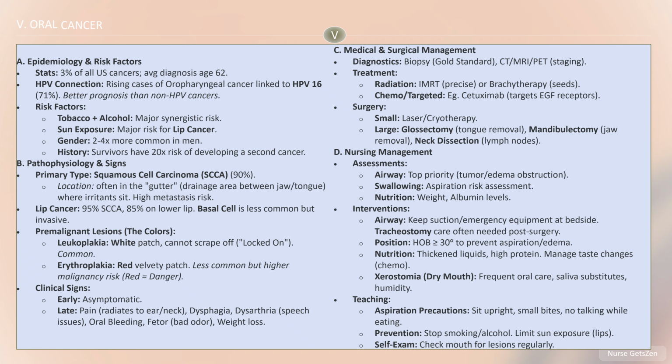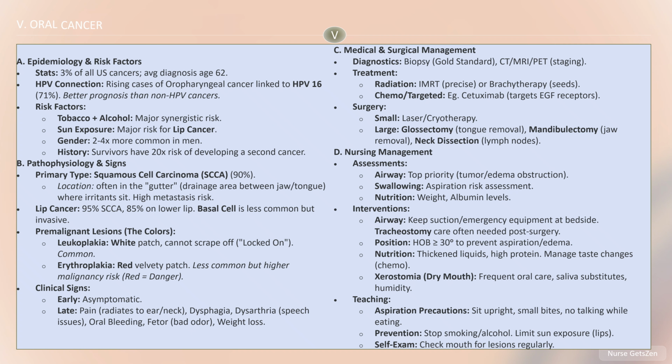Pathophysiology: we have the primary type. The majority of oral malignancies are squamous cell carcinomas, which arise from the squamous epithelium lining the oral cavity. It's around 90% and linked to nicotine and alcohol use, and approximately 75% develop in the gutter area of the mouth, the area between the lower jaw and the tongue.